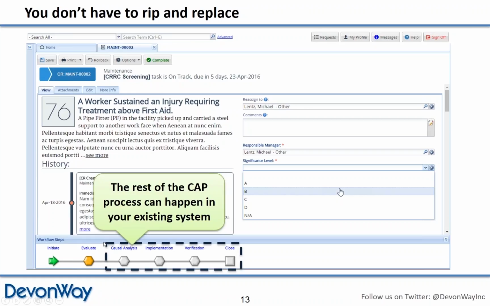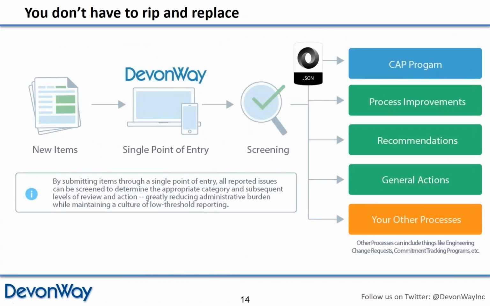I've highlighted this area here at the bottom. This is the typical rest of the CAP process that we see. This doesn't have to be within a system like this. It could be within your own system. And again, on this slide, you can see you got through screening, and then we could send off a web service message to your CAP program. We could even have this web service message going to some other process, say your engineering change management or something else. So you can have your single point of entry and send it to the right place, even if it's not within one system.